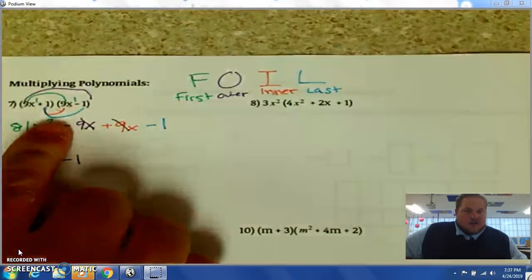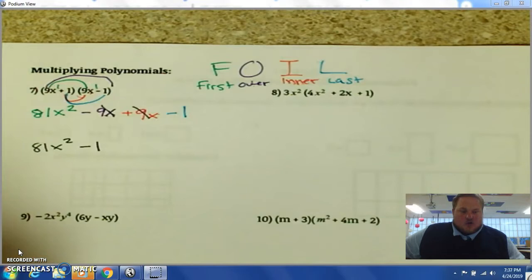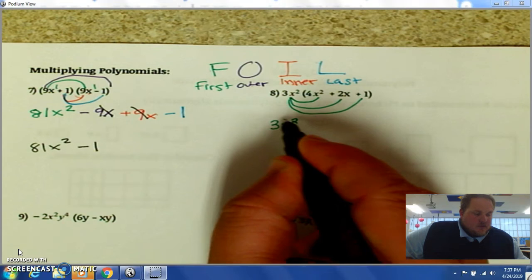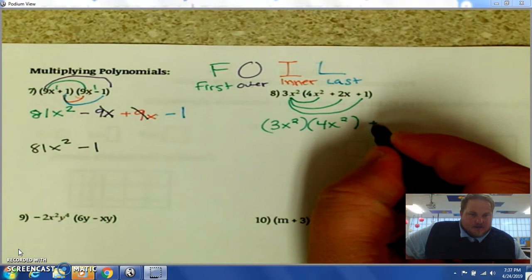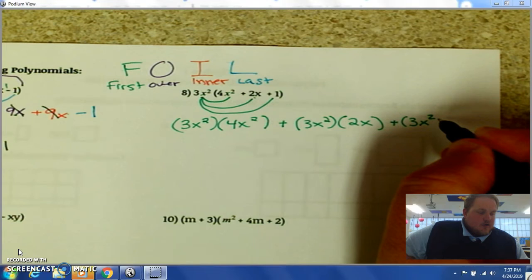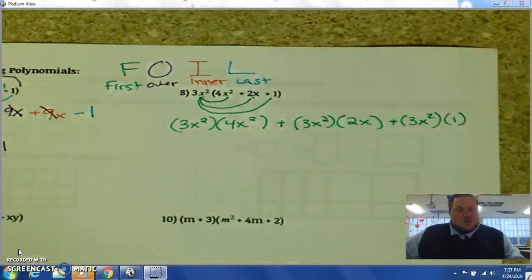With this particular case, you have a monomial multiplied by a trinomial. And you kind of do the same method, but you take the monomial and you multiply it by each term, okay? So I'm going to do 3x squared times 4x squared, plus 3x squared times the 2x. It's called the distributive property, basically. And then plus the 3x squared times the 1, okay? You're multiplying it by each term. Keep that plus sign in between, okay?